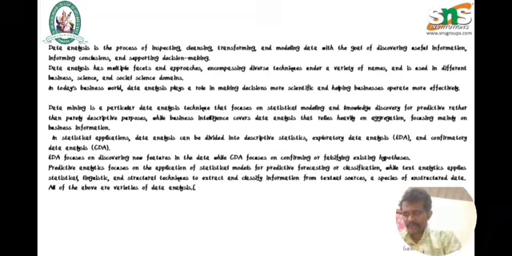Next, in statistical applications, data analysis can be divided into descriptive statistics, exploratory data analysis and confirmatory data analysis. Let me repeat once again. In statistical applications, data analysis can be divided into different types. The first is descriptive statistics, the second is exploratory data analysis, in short EDA, and the third is confirmatory data analysis, which is called CDA.